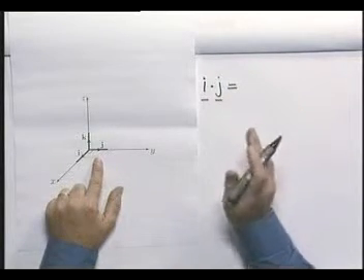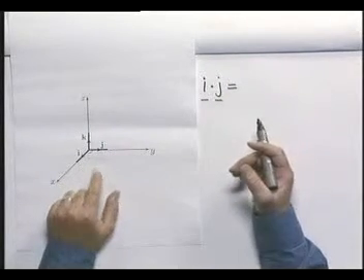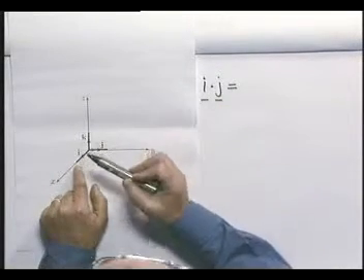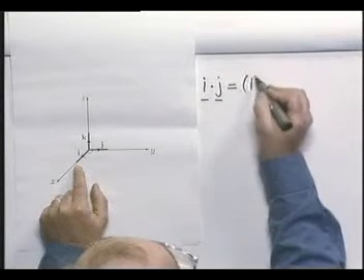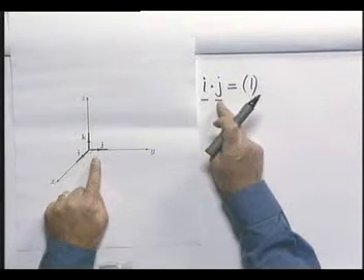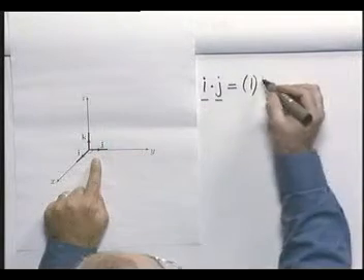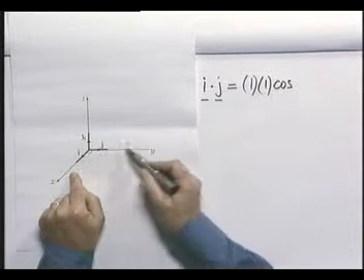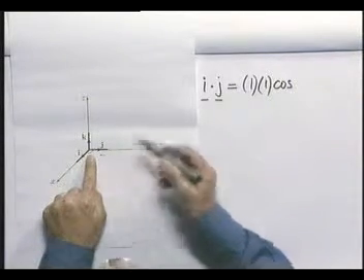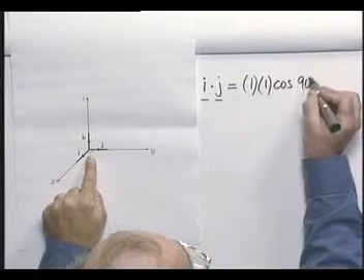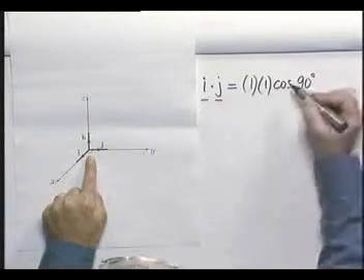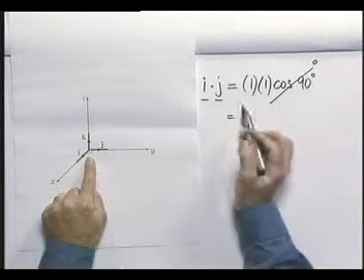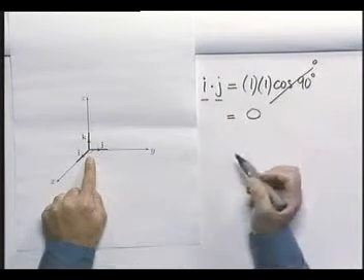And we'll use the result we had before, the definition of the dot product, which says that we write down the length of the first vector. Now the length of i, being a unit vector, is just 1. The length of j, being a unit vector, is also 1. And we want the cosine of the angle between the two. And the angle between the two is 90 degrees. So we want the cosine of 90 degrees. And again, the cosine of 90 degrees is 0. So we find that i dot j is simply 0.